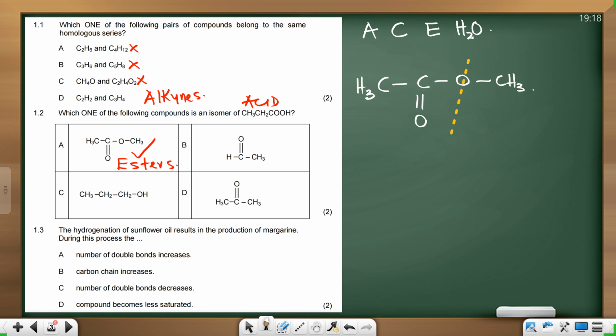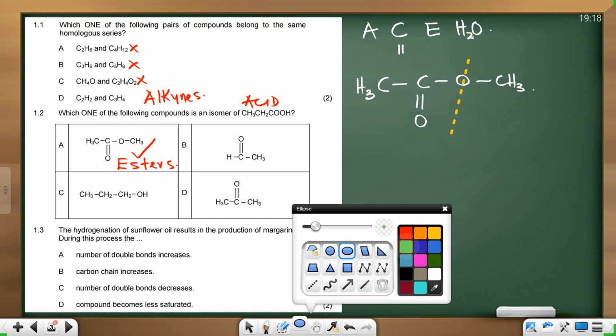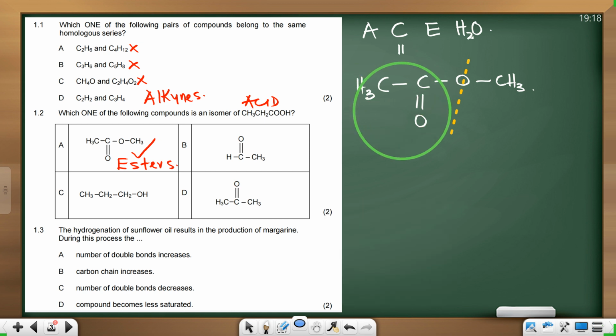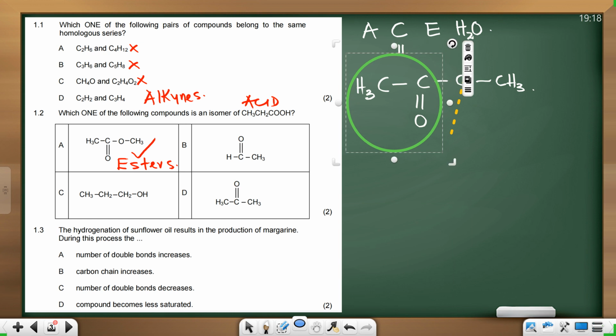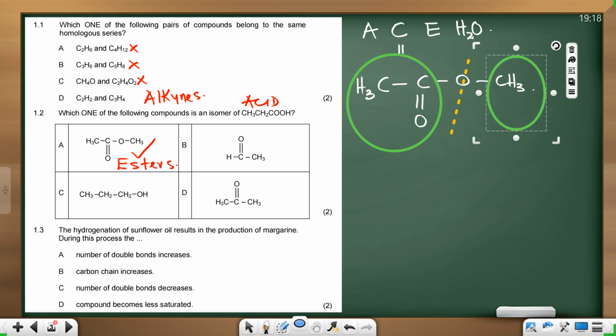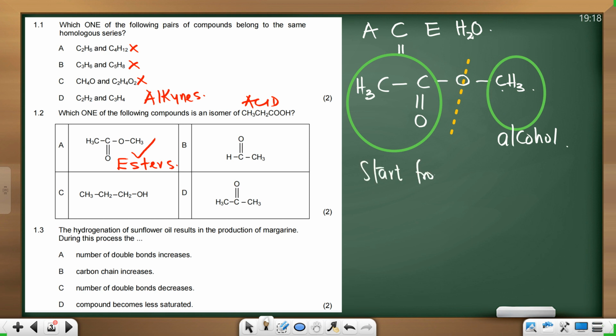Do you know something about my carboxylic acids? My carboxylic acids have a double bond. Alcohols have a single bond. So you would immediately see that this is where my carboxylic acid comes from, because that's where the double bond is. And this side is the alcohol side. We always start from the alcohol.